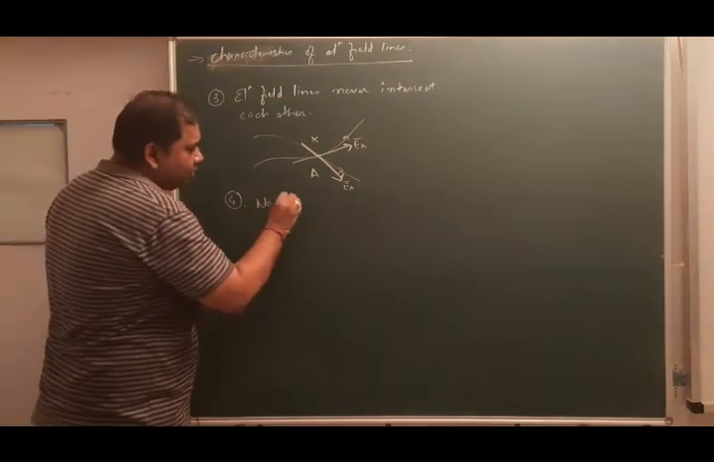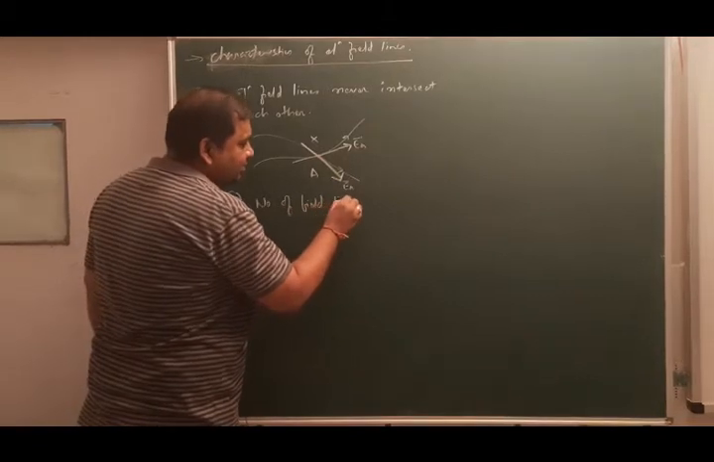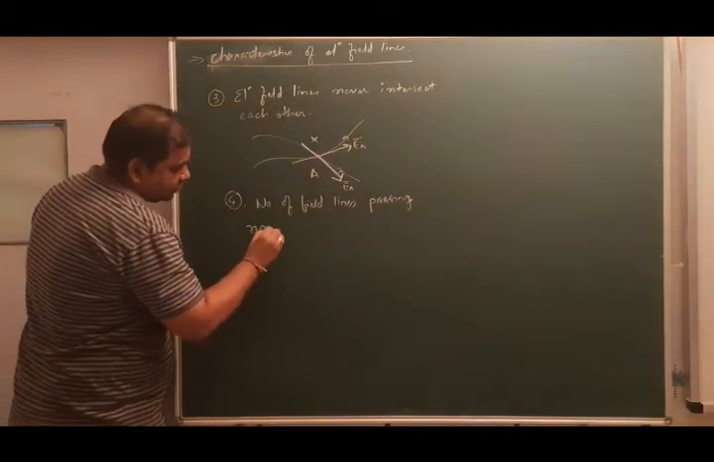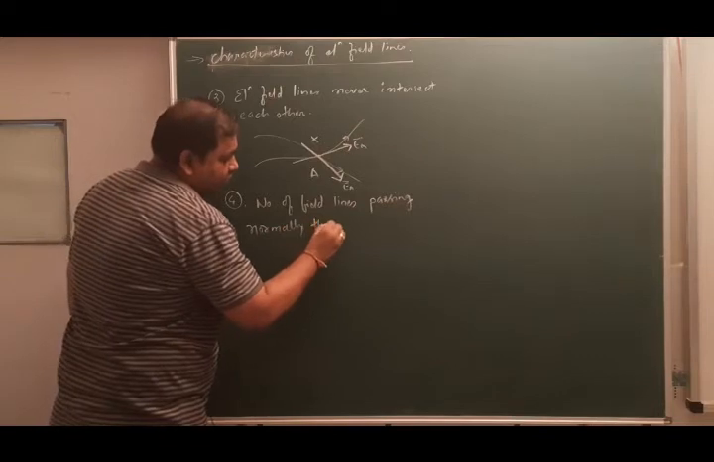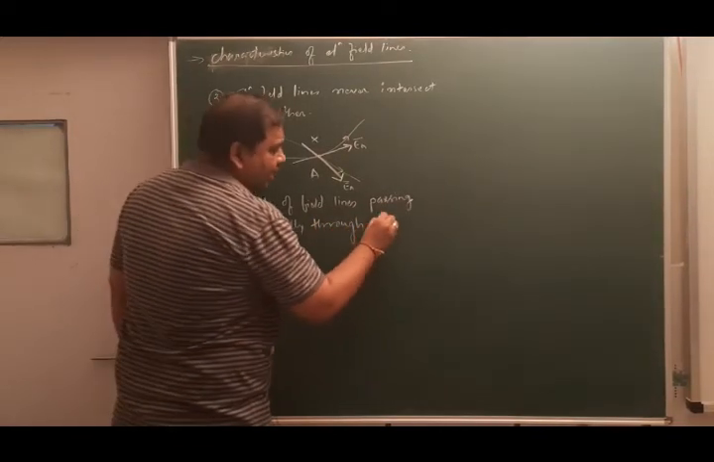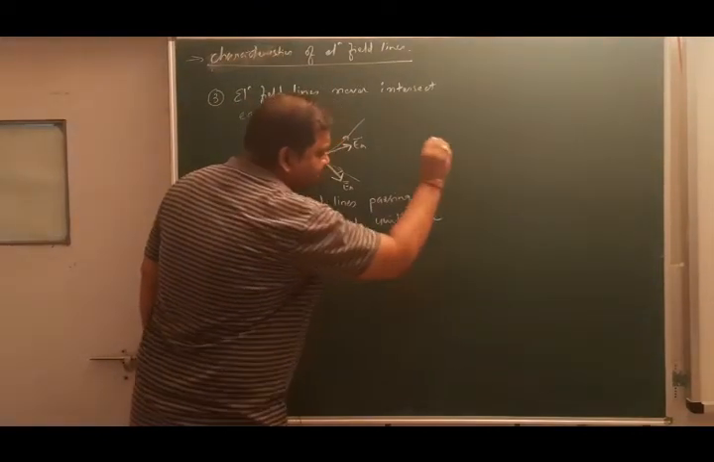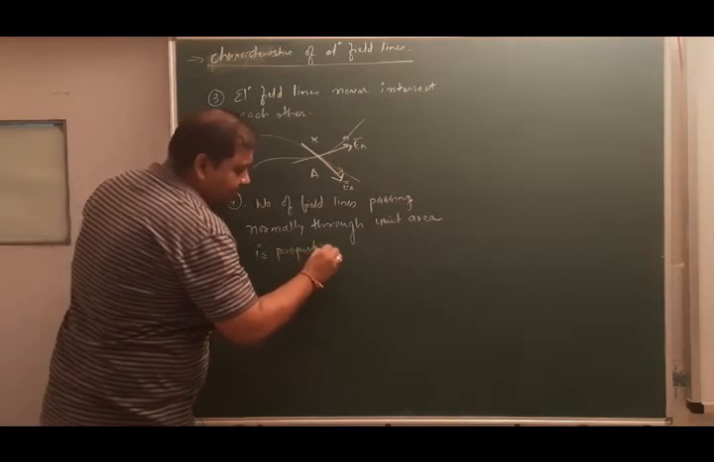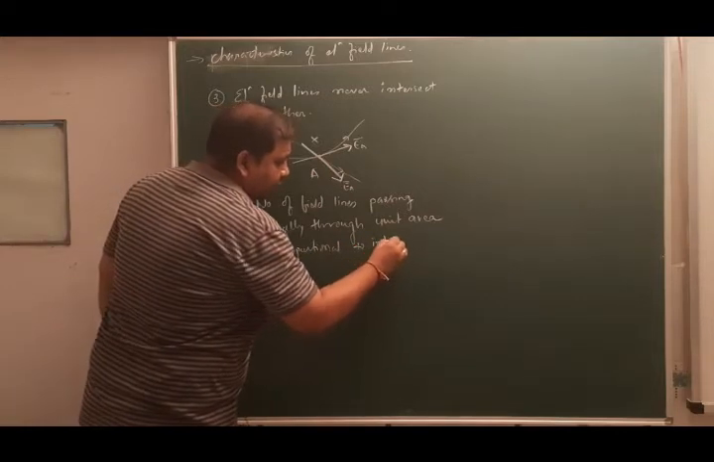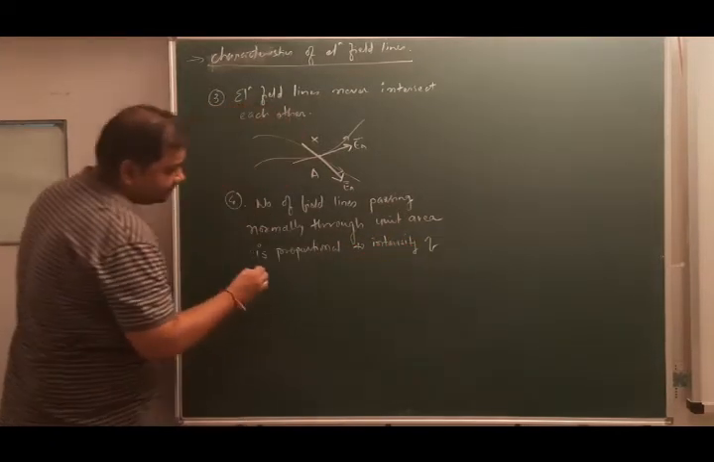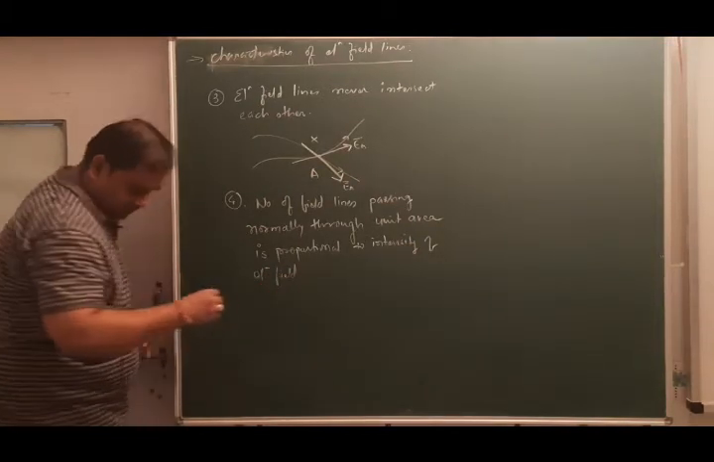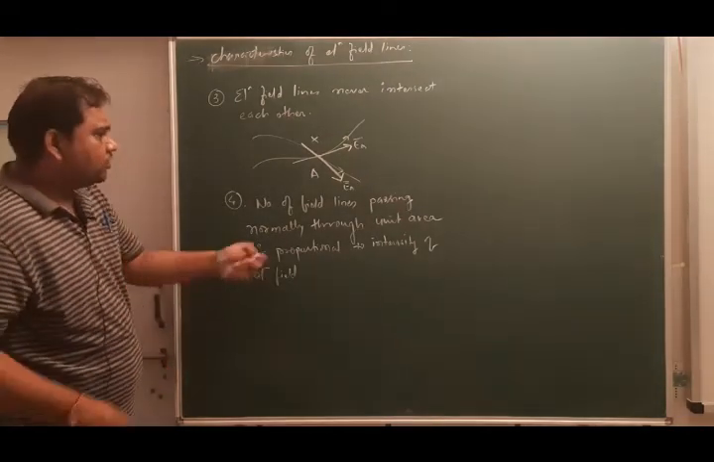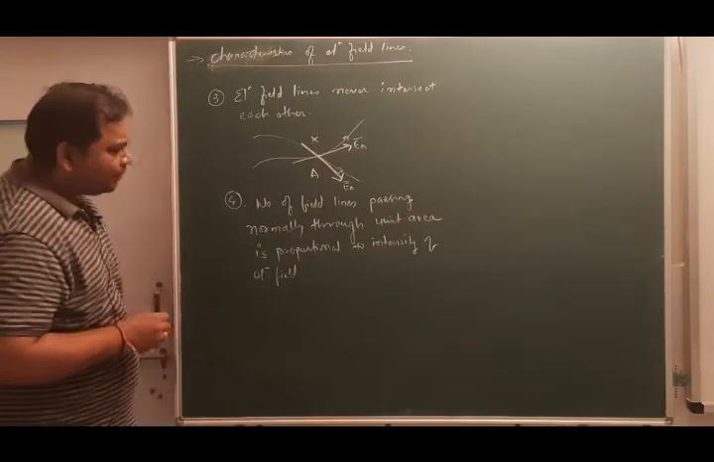It says that the number of field lines passing normally through unit area is proportional to the intensity of electric field. The number of field lines which are passing through unit area is proportional to the intensity of electric field.